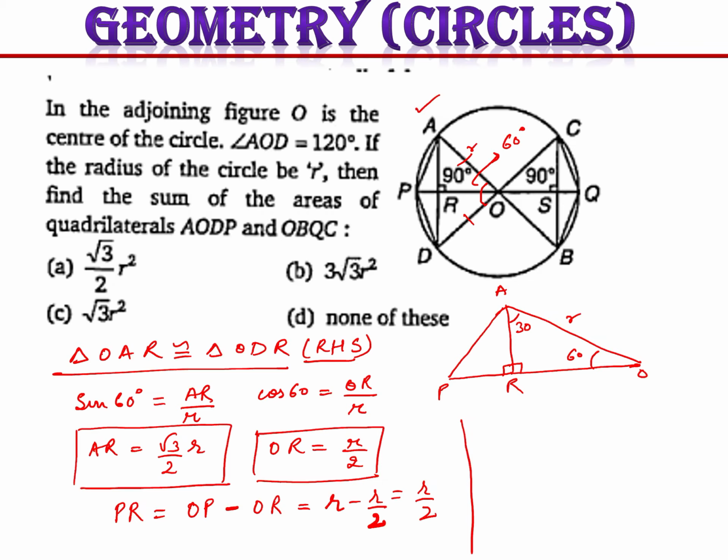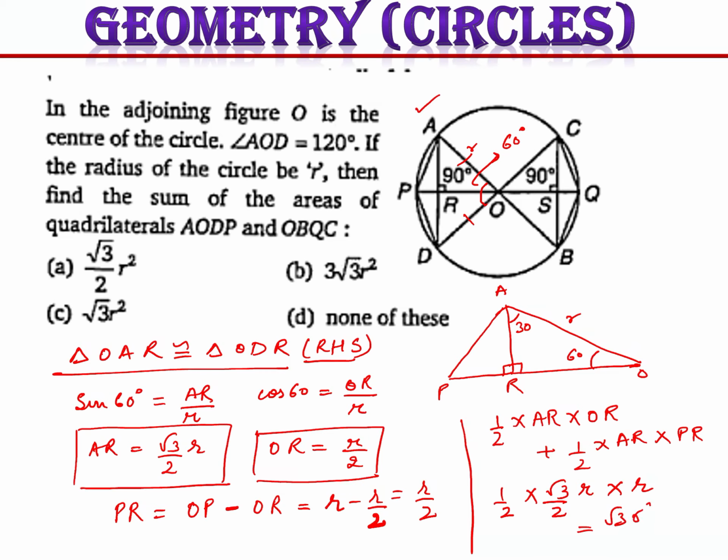Now I will find the area of the triangle OAP. Area of the triangle OAP will be half into base into height. So half into AR into OR plus half into AR into PR. If I just take half AR common, I will get OR plus PR, which gives me OP. So half AR, where AR is root 3 by 2 into R, into OR plus PR, which is R. So here I get root 3 R square by 4.